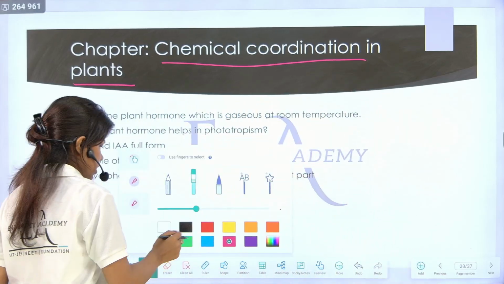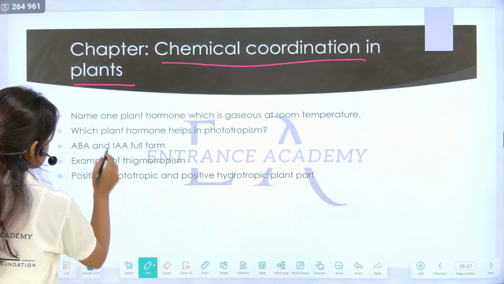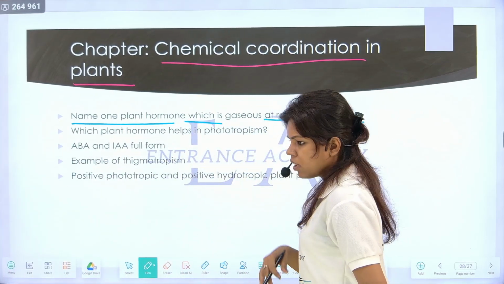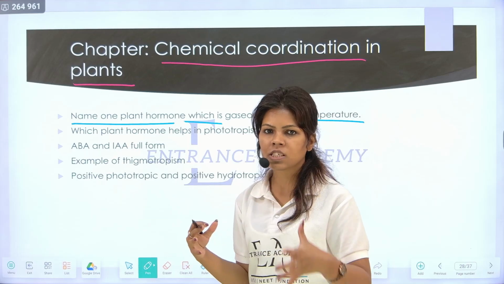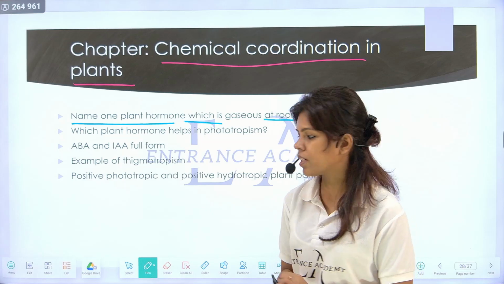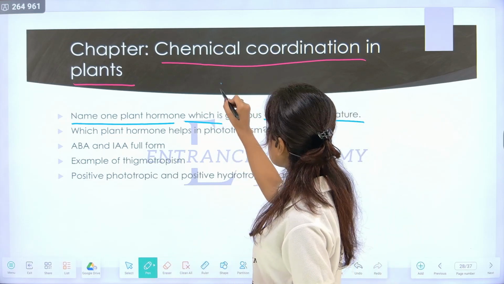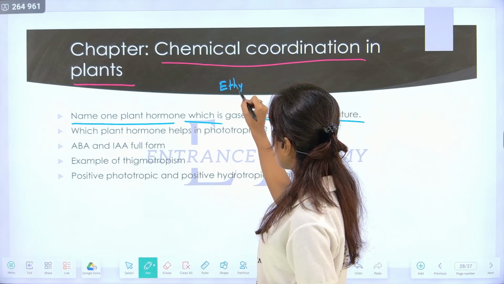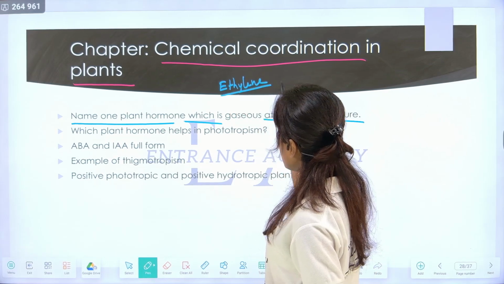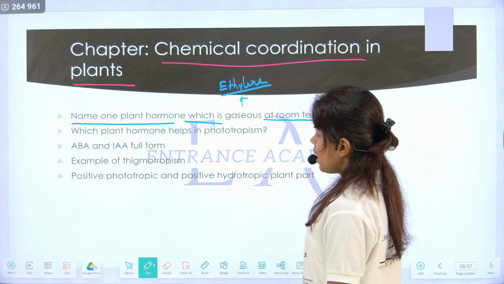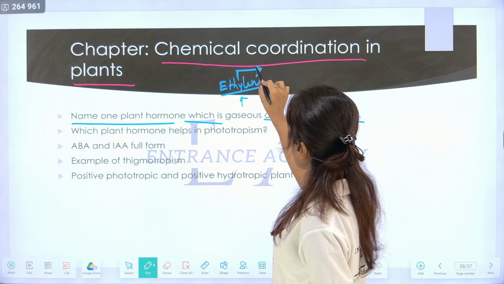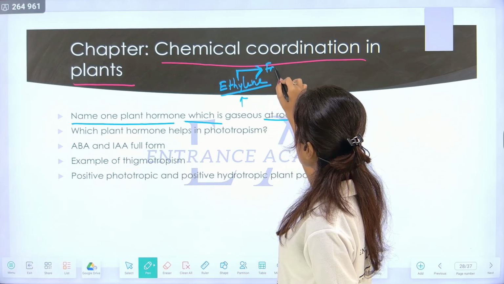The first question, which is very important from this chapter, that is name the plant hormone which is gaseous at room temperature. All the plant hormones, for example, auxin, gibberellin, cytokinin, abscisic acid, these all are liquid at room temperature, except the one that is ethylene. This is the only hormone which is gaseous at room temperature. Along with that, you will just find out the function of ethylene, that it helps in the process of fruit ripening.